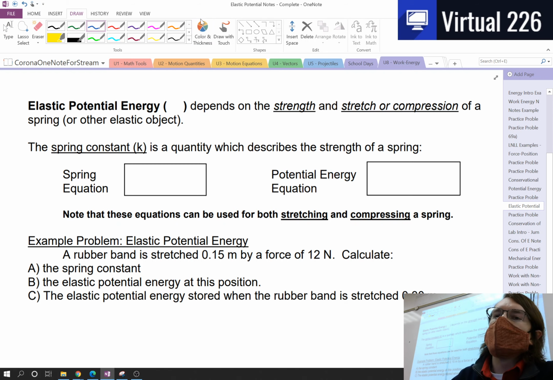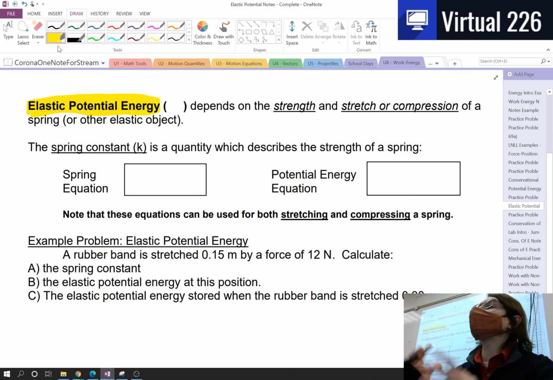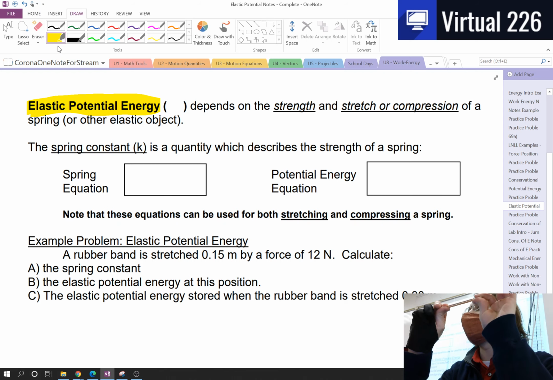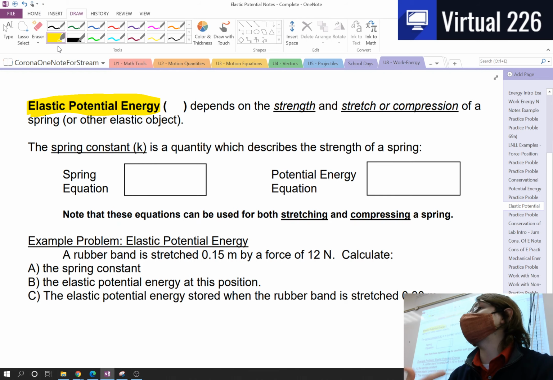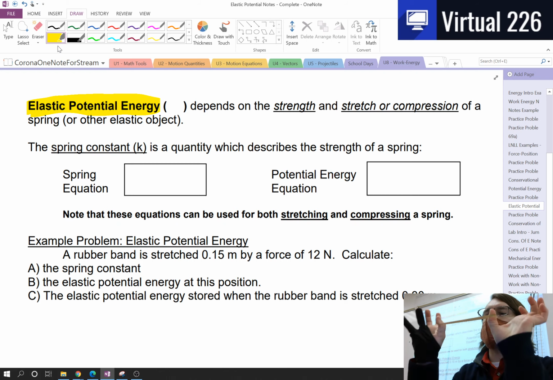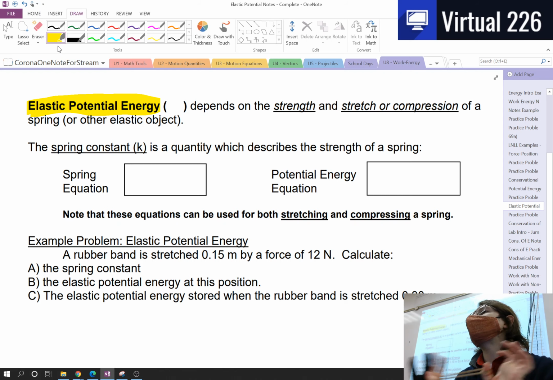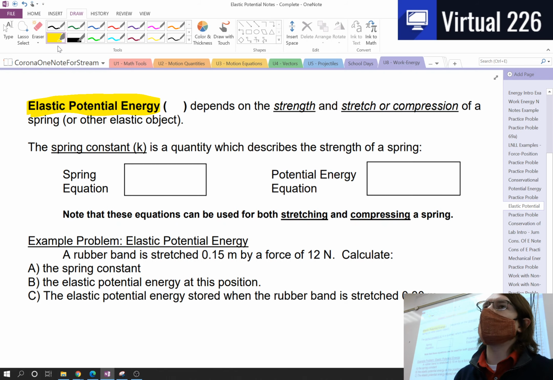Okay, so when we're talking about elastic potential energy, we're really talking about energy that is stored, or the energy of position, of something like a spring or maybe even a rubber band. In fact, there's a lot of stuff that we can categorize as an elastic type object. But really, whenever we're talking about this, we are talking about anything that can go back to the beginning of the year and use our spring equation.